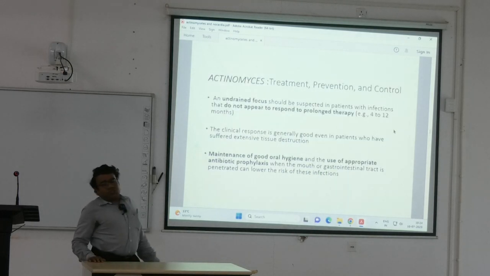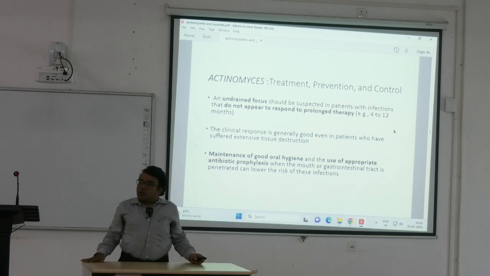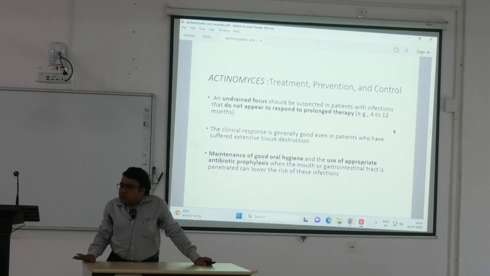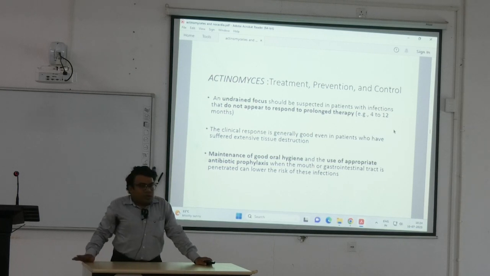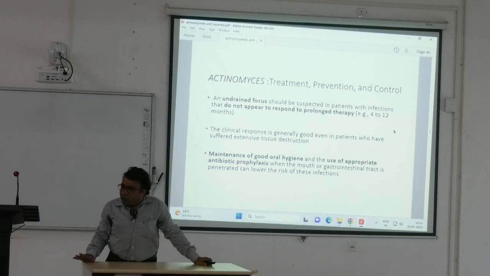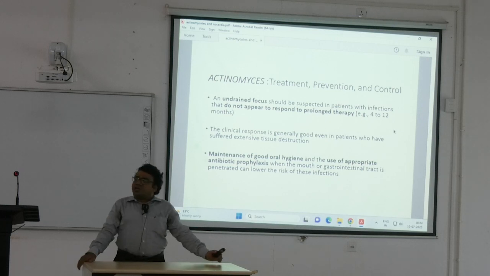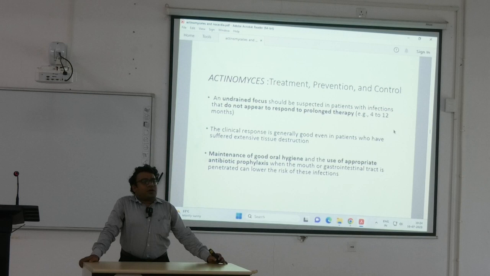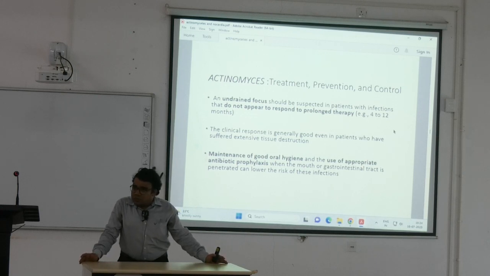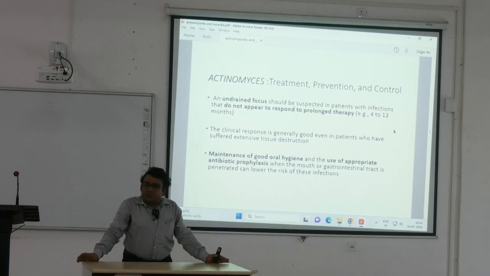So, this was all about actinomyces. So, what are the points that you should know? Although the name has myces in it, it is not a fungus, it is a bacteria. It is a gram-positive bacteria, anaerobic, maybe facultative or strictly anaerobic. They are part of the commensal flora. So, all infections are endogenous. Where are these organisms found? In the orofacial region, in the gut, that is the GIT, and in the female genital tract.